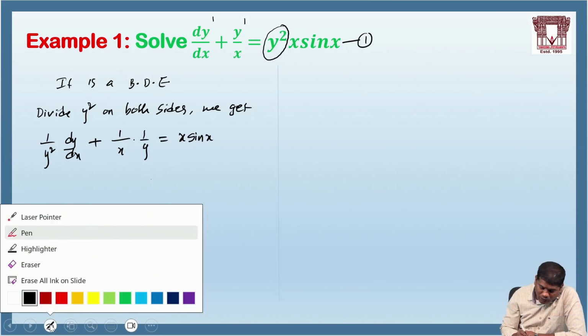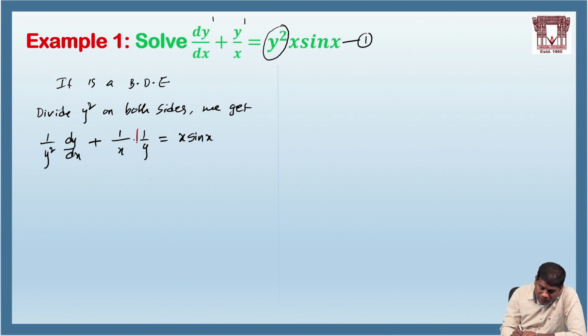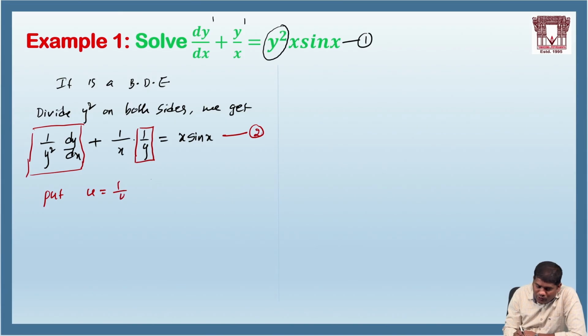Now we have to substitute 1 by y is equal to one variable u. Then we can get this quantity is equal to another derivative. For this expression we are giving the equation number 2. Now we have to substitute u is equal to 1 by y. We have to write the derivative for this one with respect to x.